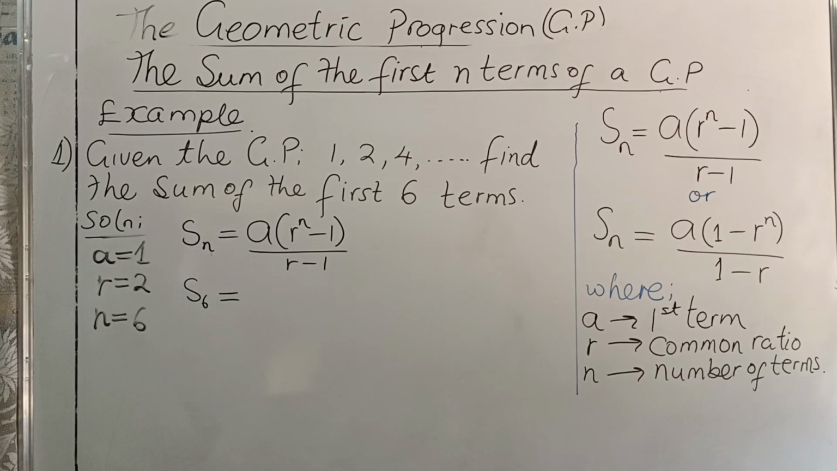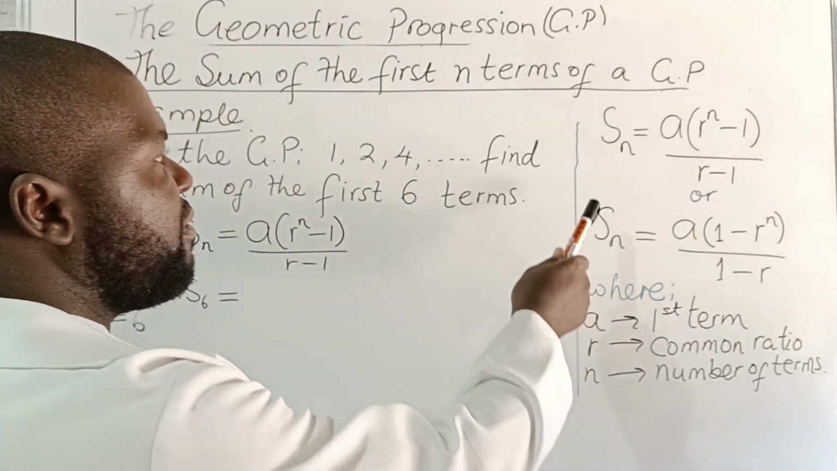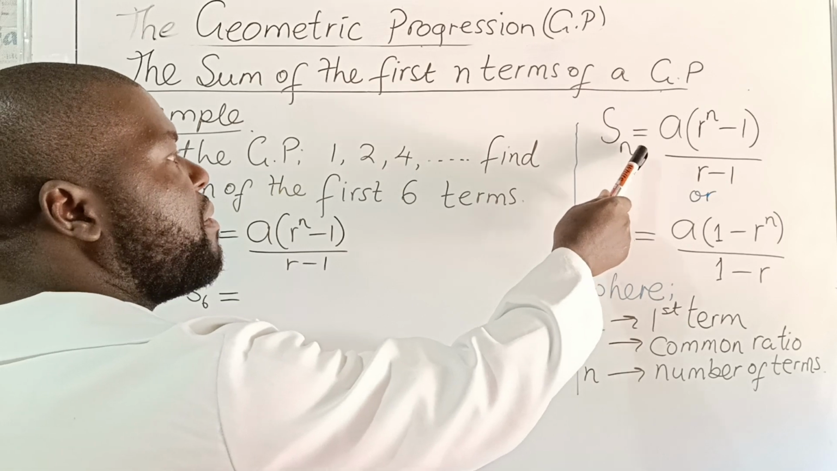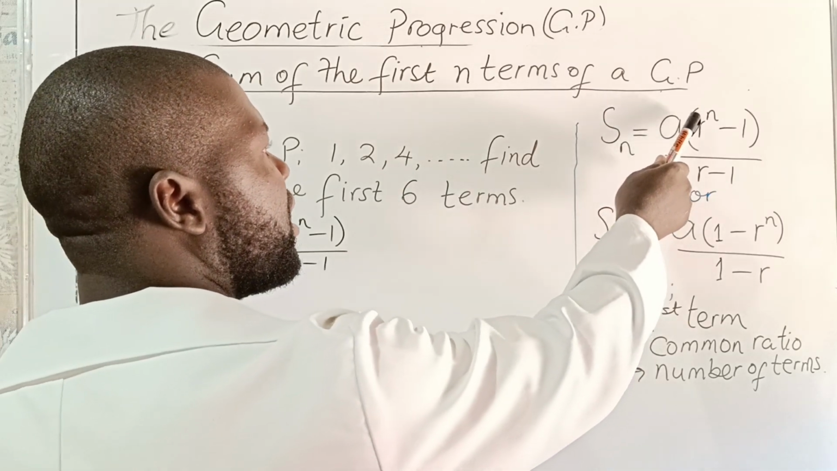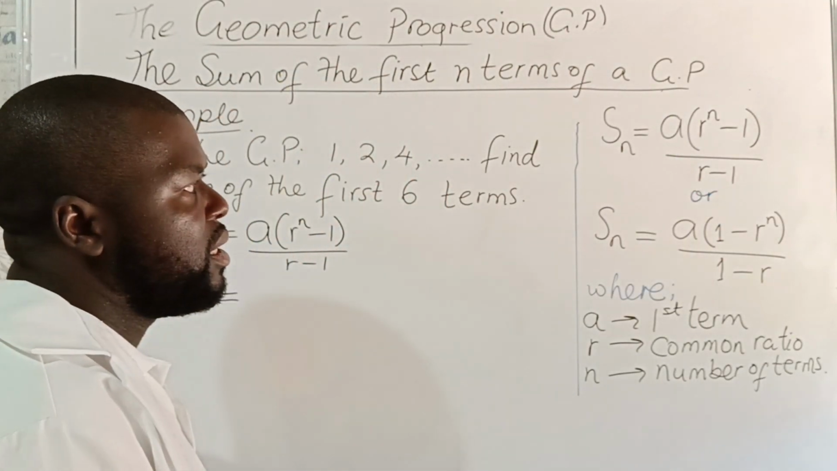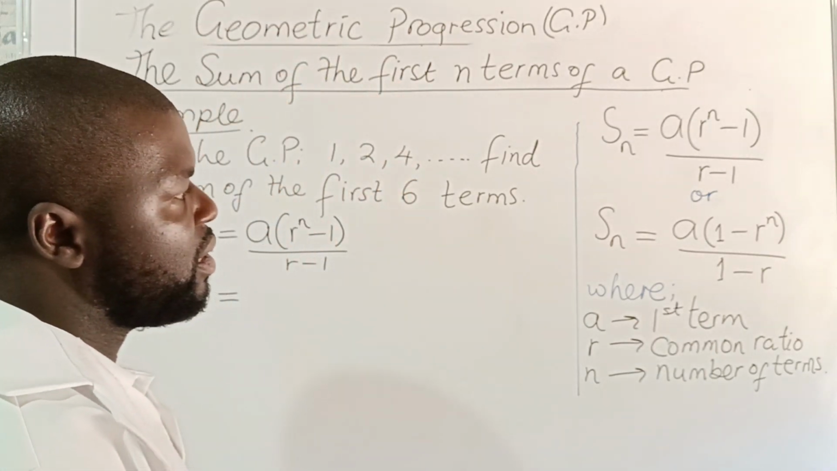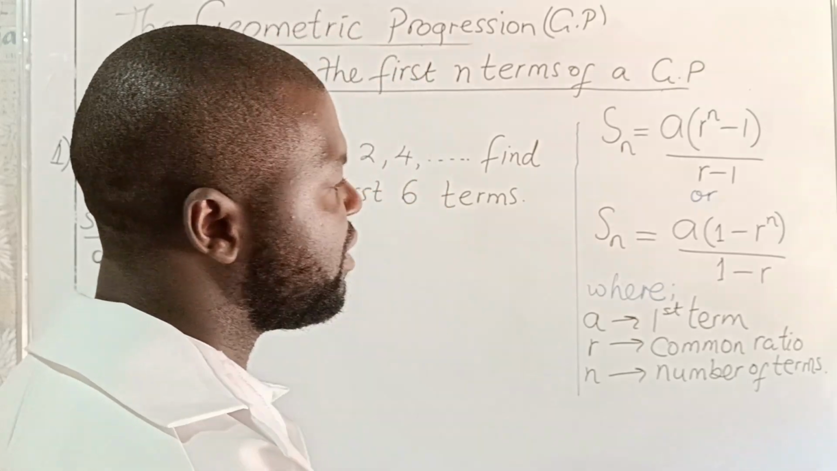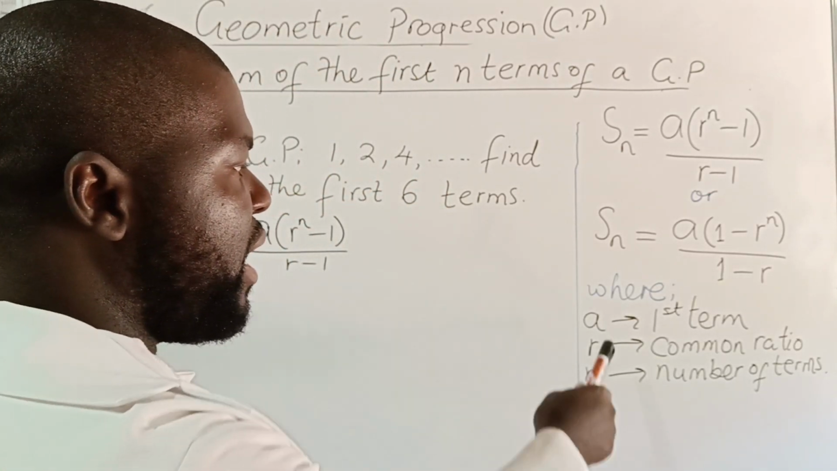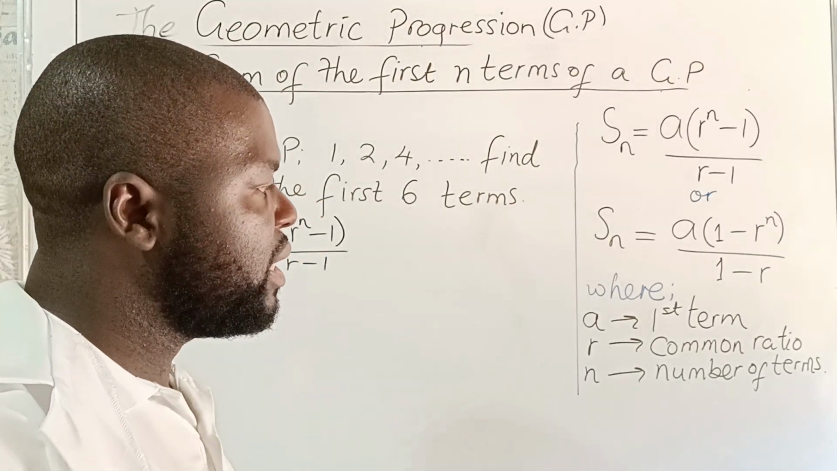Okay, we are getting the sum of the first n terms of a GP. The sum of the first n terms of a GP is given by the formula: sum of the first n terms is equal to A(R^n - 1) all over R - 1, or A(1 - R^n) all over 1 - R, where A is the first term, R is the common ratio, and N is the number of terms.